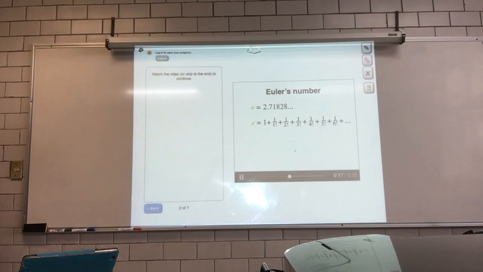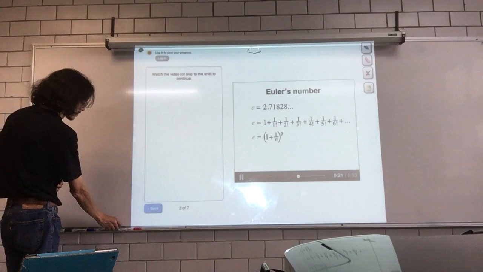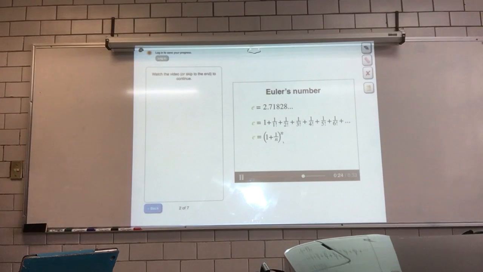Another property of E is that if we consider the expression 1 plus 1 over n all raised to the nth power, and we make n really, really big, this expression also approaches E. What's the value of this expression when n equals 100?